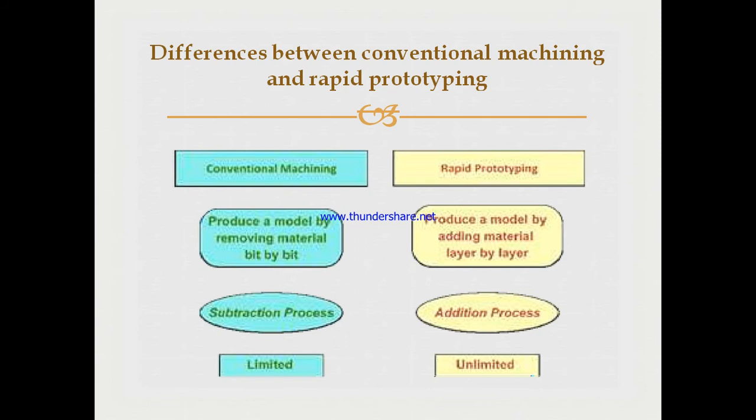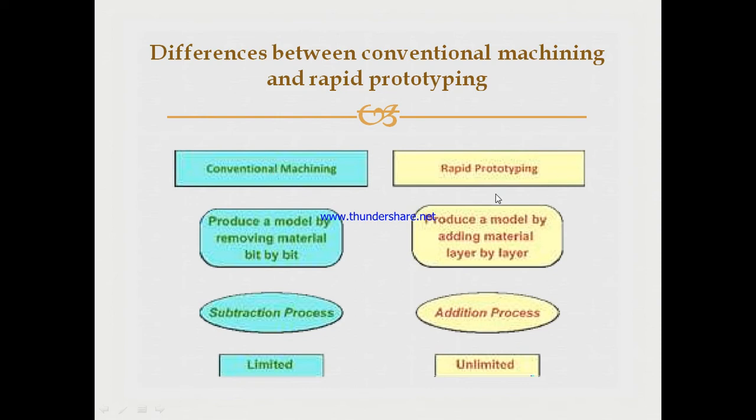So before going to the introduction in detail of rapid prototyping, what is the difference between conventional machining and rapid prototyping? Conventional machining includes processes like milling, drilling, turning, facing, etc. These are the conventional machining processes in which we can produce a final product by removing the material. We remove the material bit by bit, and then after a certain number of operations are performed, we can manufacture a final product in case of conventional machining.